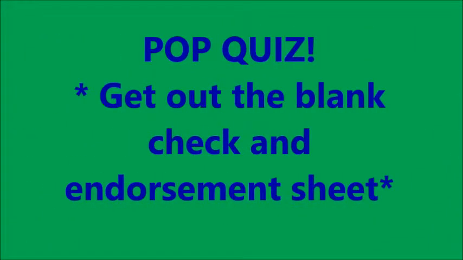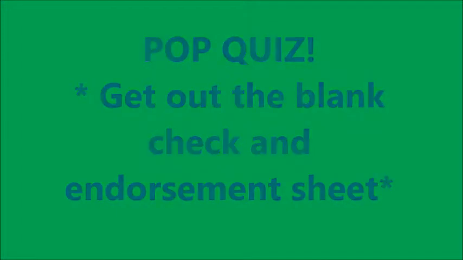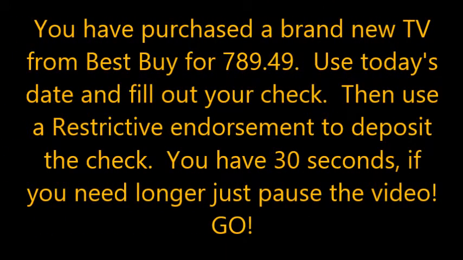Pop quiz. Get out your blank check and endorsement sheet and follow the directions that come on the screen next. You have purchased a brand new TV from Best Buy for $789.49. Use today's date and fill out your check. Then use a restrictive endorsement to deposit the check. You have 30 seconds. If you need longer, just remember to pause the video and go.